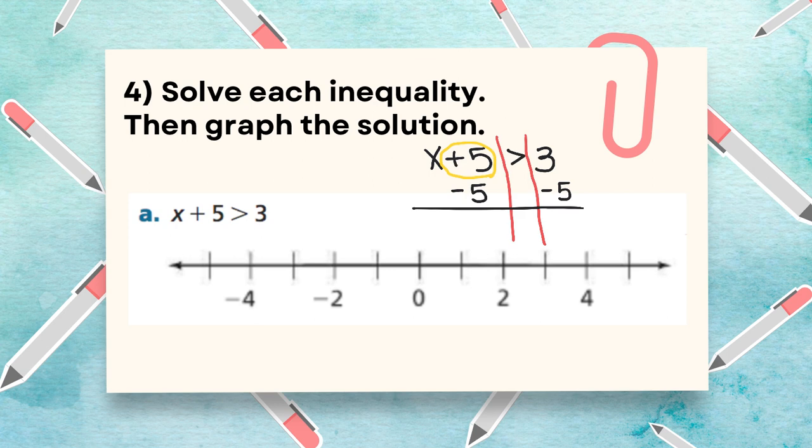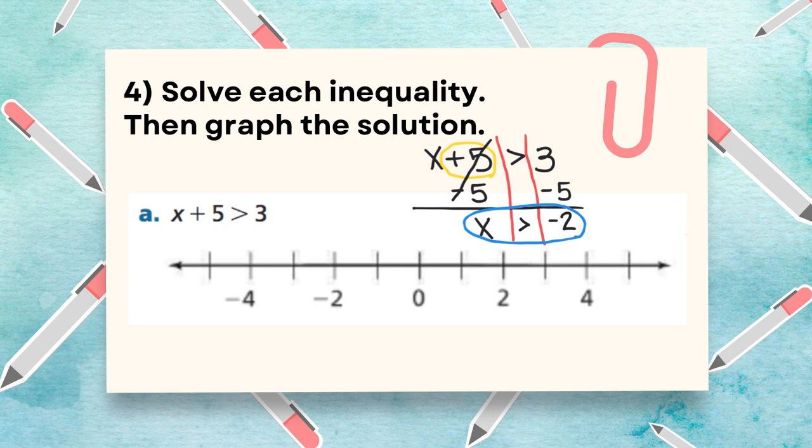What happens on the left? They cancel out. Plus 5 and minus 5 cancel out, and I'm left with just x. I'm going to bring down my inequality sign. Very good. 3 minus 5 is negative 2. I've solved it. Now I can graph. This is what we were working with on Friday. X is greater than negative 2.